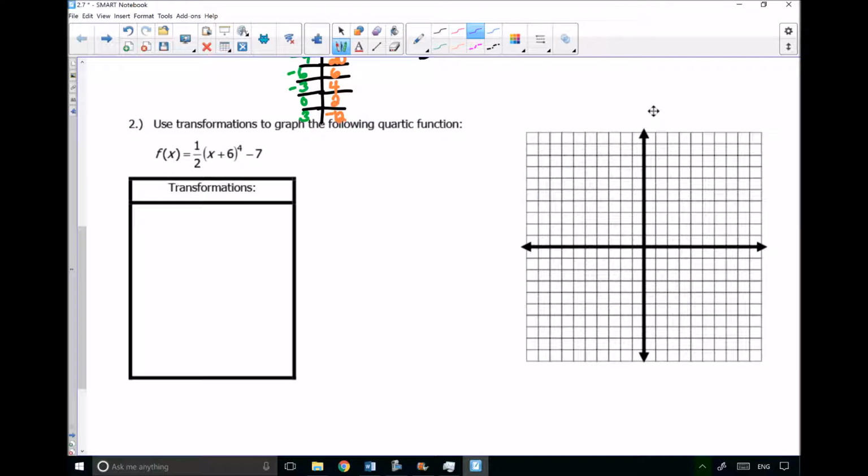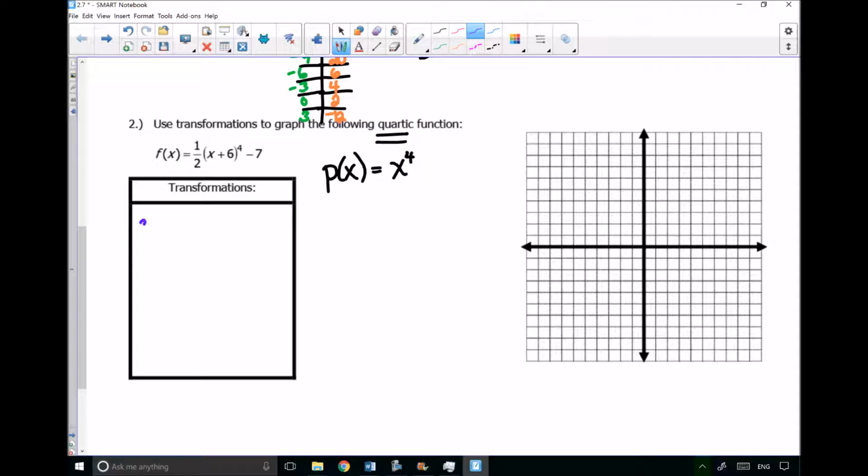Okay? So in question number 2, it says use transformations to graph the following quartic function. So in order to be able to do that, I need to identify what my parent function is going to be. Well, if this is 1/2 x plus 6 to the power of 4 minus 7, then my parent function is x to the power of 4. Okay, so let's identify what our transformations are. So first thing we're going to want to look at is our stretches. Luckily, our coefficient here is 1, so we don't have to factor anything out here.